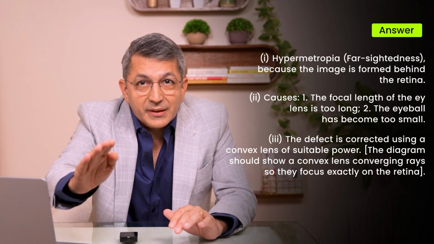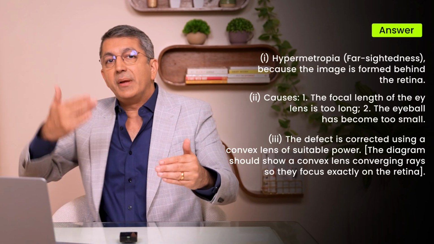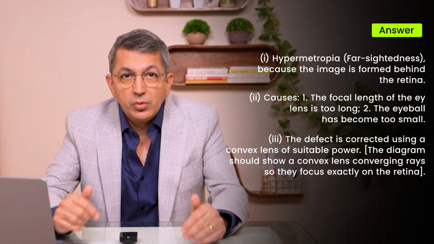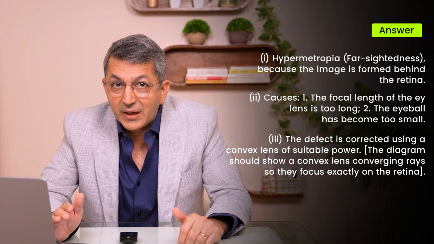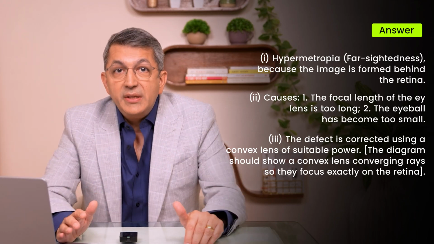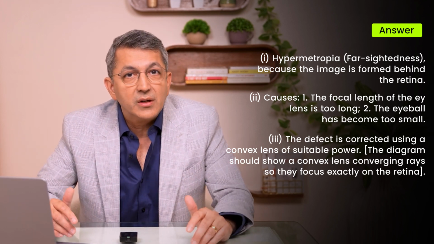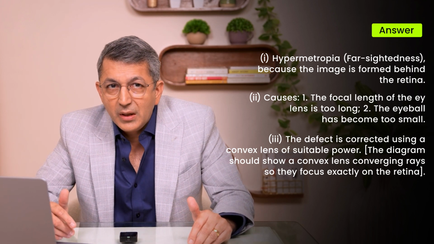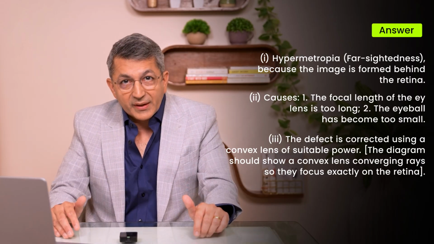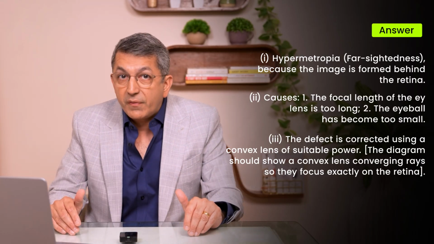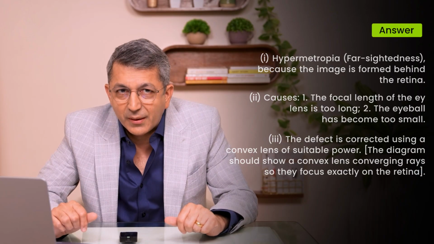Answer. 1. Hypermetropia, farsightedness, because the image is formed behind the retina. 2. Causes: 1. The focal length of the eye lens is too long. 2. The eyeball has become too small. 3. The defect is corrected using a convex lens of suitable power. The diagram should show a convex lens converging rays so they focus exactly on the retina.